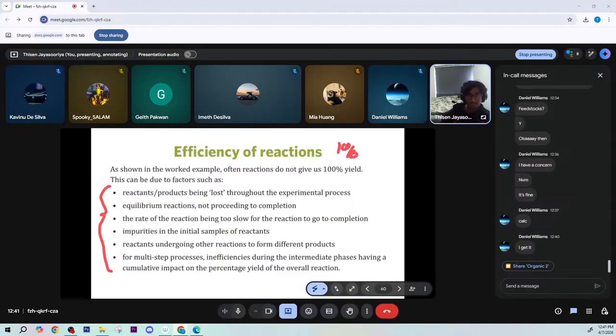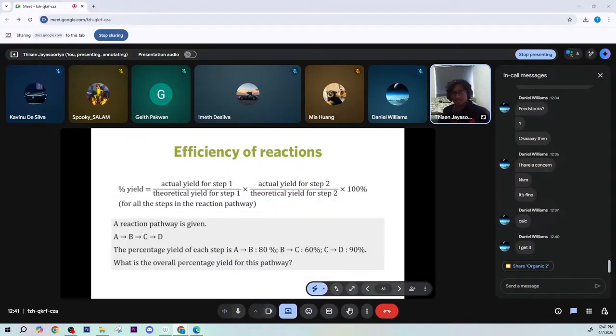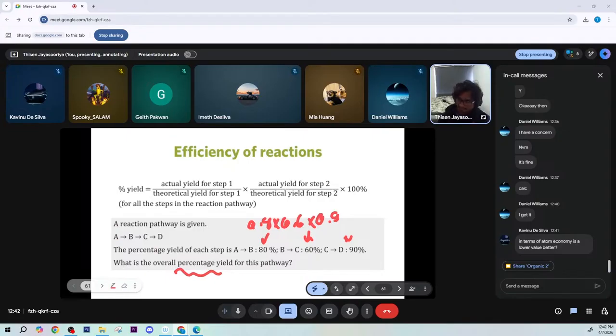Now they have this formula. Essentially, with a multi-step, if they want you to find the multi-step percentage yield, you just multiply all of these together to one another. So again, you have a calculator, so it's going to be 0.8 times 0.6 times 0.9, and that's going to be the overall percentage yield of the pathway, yeah?